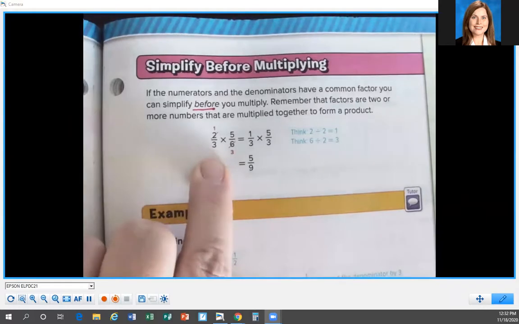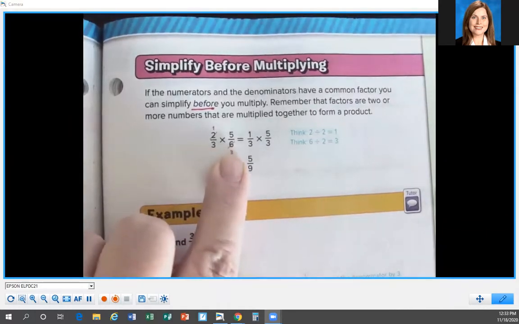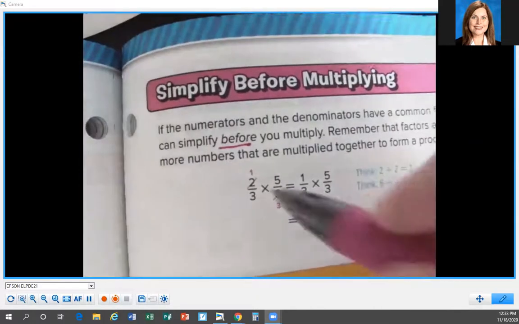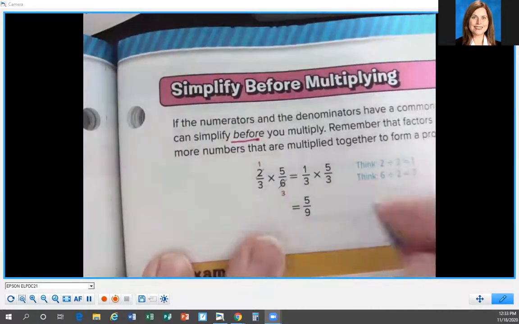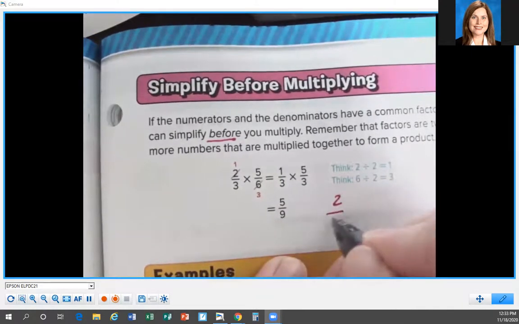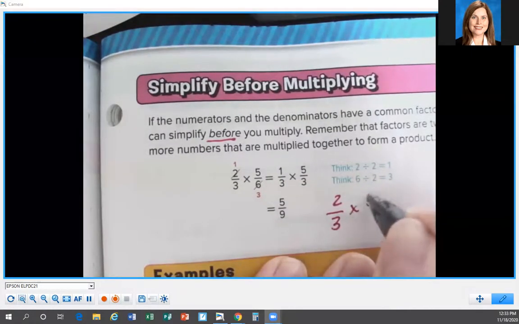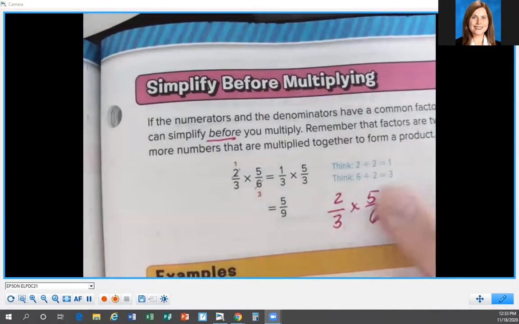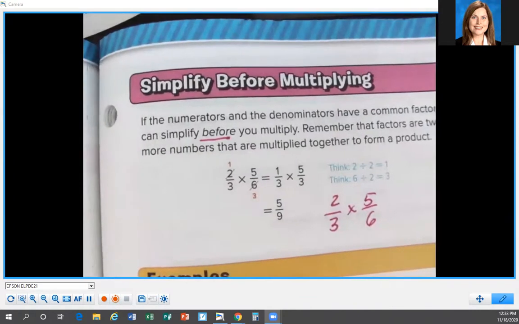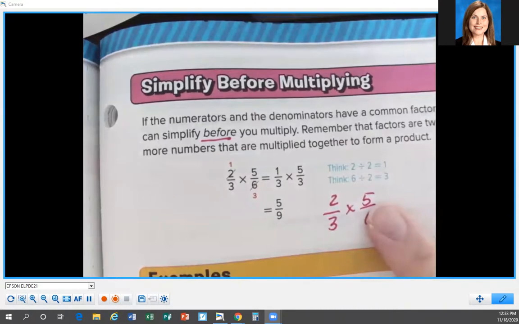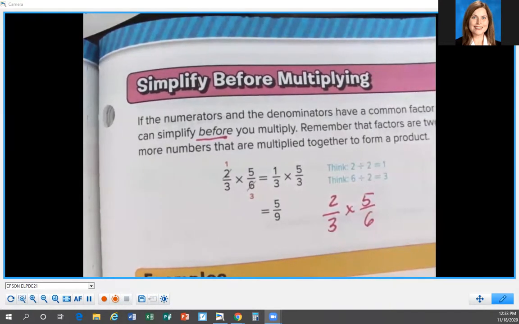So when we have 2/3 times 5/6, we look at the numbers that are diagonal from one another. Okay, I'm just going to write it over here, 2/3 times 5/6, so you can see it happening. So we look at the 5 and the 3 that are diagonal from one another. They do not have any common factors. Okay, the only factors of 3 are 1 and 3. Only factors of 5 are 1 and 5. Dividing by 1 doesn't simplify at all. So the 1 doesn't help us.